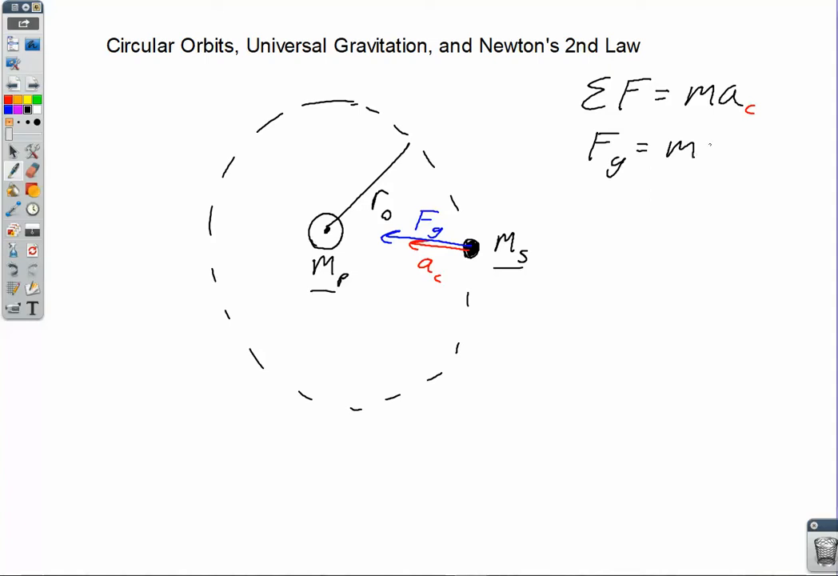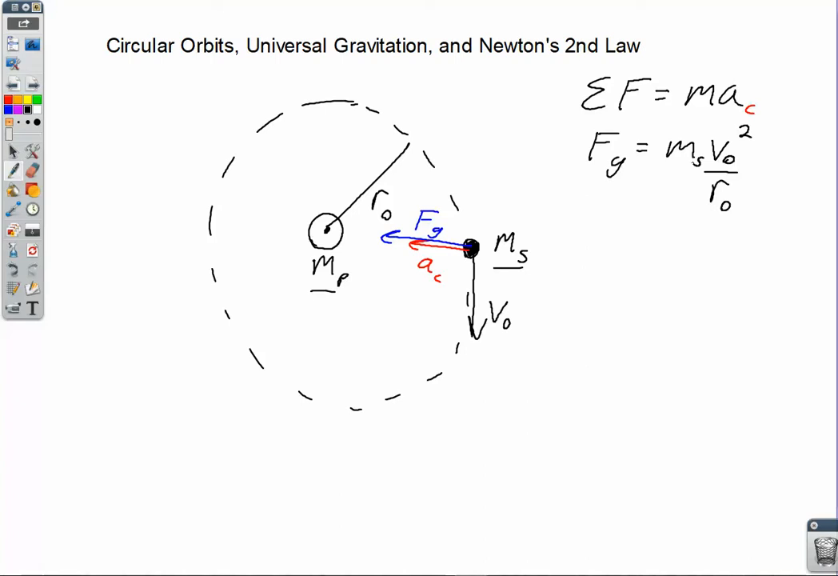And we know that the centripetal acceleration is equal to the velocity squared divided by the radius. In this case, this is going to be the orbital velocity of the satellite, and this is going to be the radius of orbit. So drawing this in here, the satellite has some tangential velocity that it needs to have in order to maintain this circular orbit. And this mass right here is the mass of the satellite, the orbiting body.